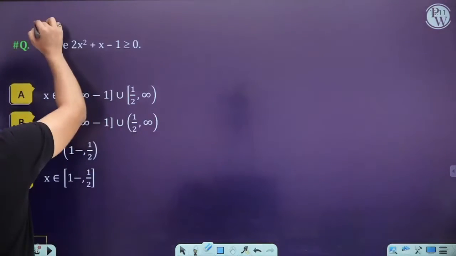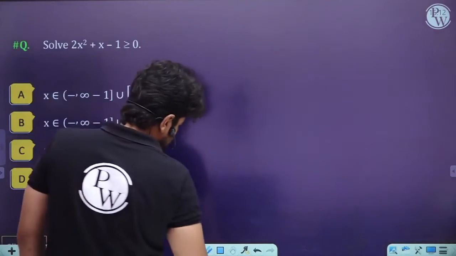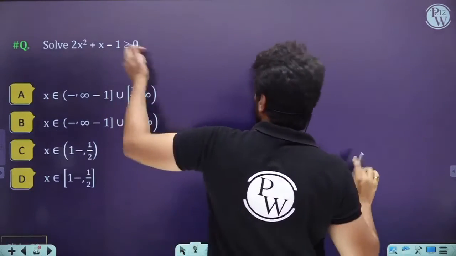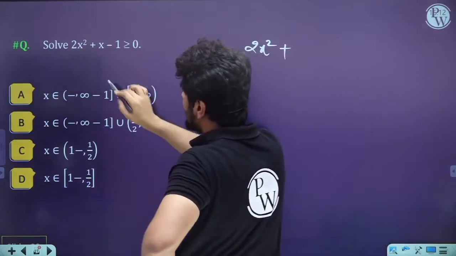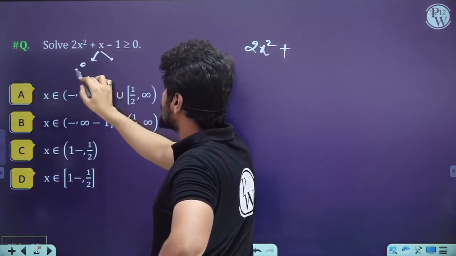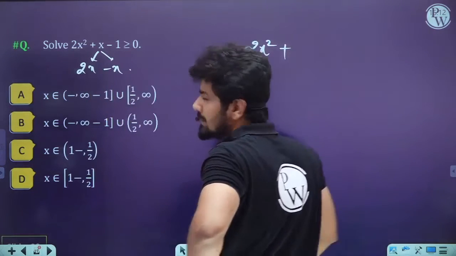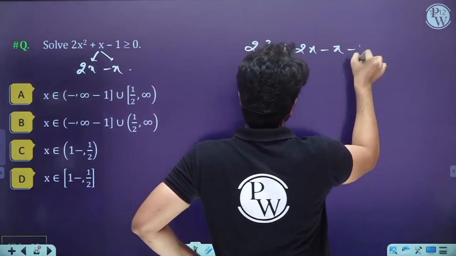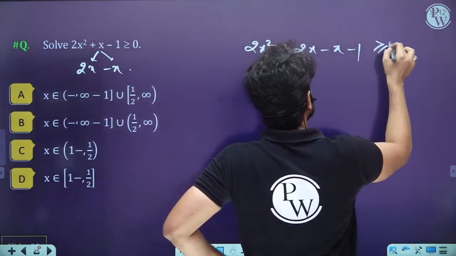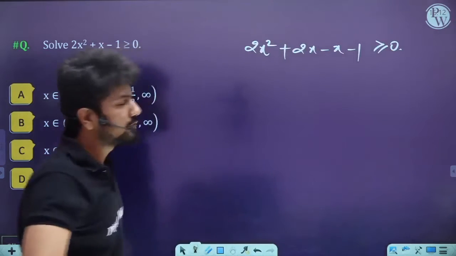So I'm giving this question to all of you as homework. Okay, let me do this for you guys. 2x square plus x minus 1. I'm going to break this x into two parts, 2x minus x, to factorize this. So 2x square plus 2x minus x minus 1 greater than or equal to 0. This is the question we have, right?